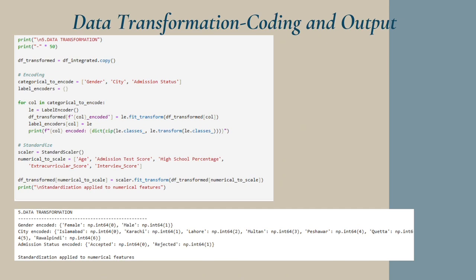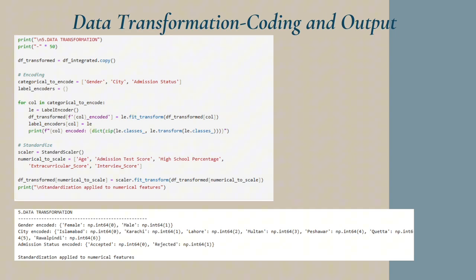For the next coding, it is for col in categorical_to_encode. As we can see in the coding, this is the loop execution for each category. Iteration 1, that is gender: create an encoder, convert male or female to 1 and 0, add a gender_encoded column, print the mapping, that is female equal to 0 and male equal to 1.